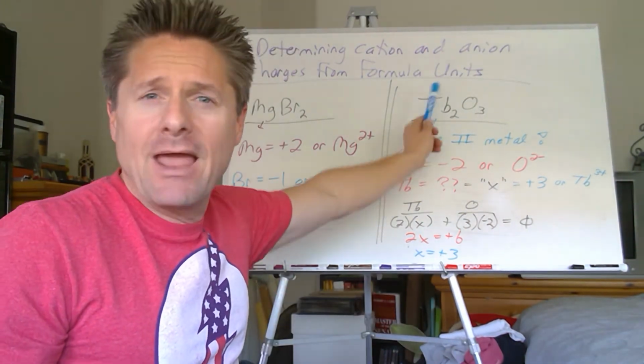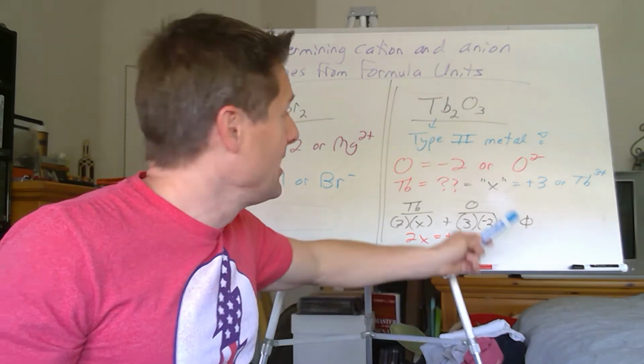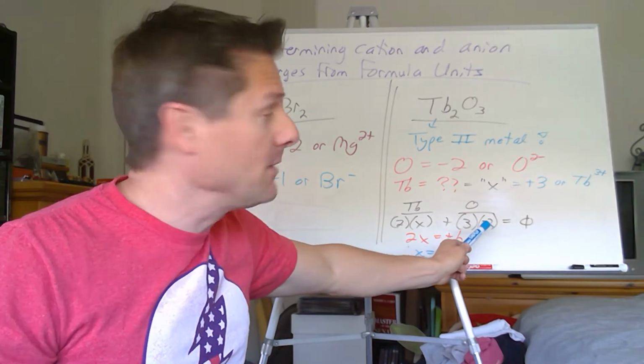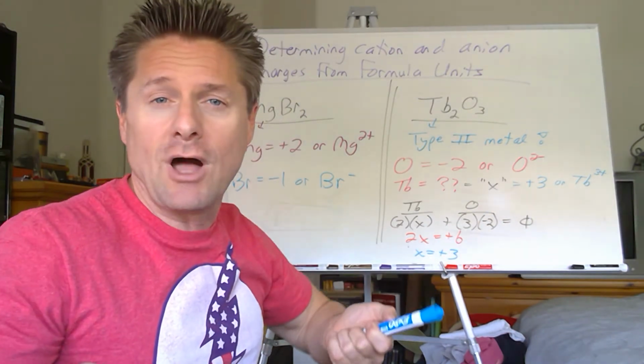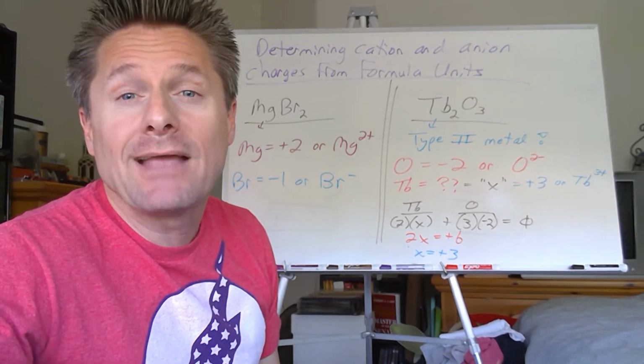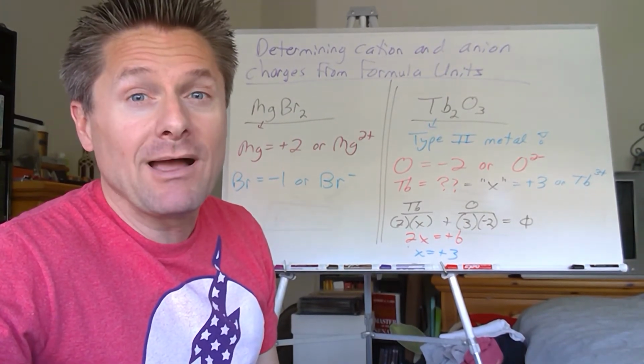Take the number of cations times its charge, in this case X, plus the number of anions times its charge here, and you always know this one, equals 0 because it's a neutral compound. Boom, solve for X. Not a big deal, guys. Let's look at some polyatomic ions.